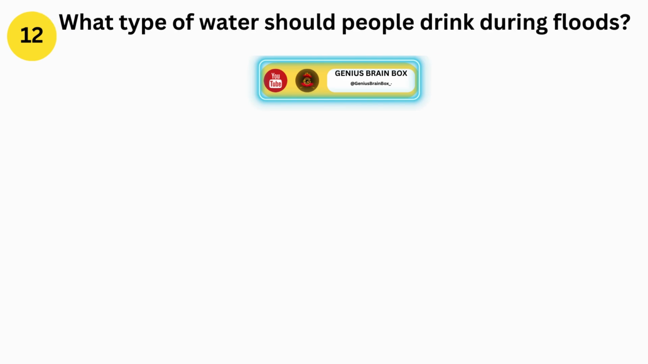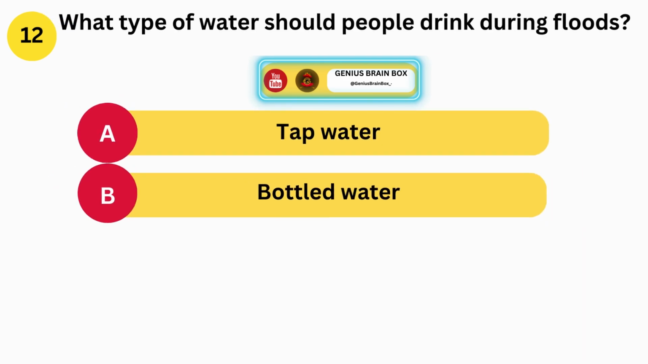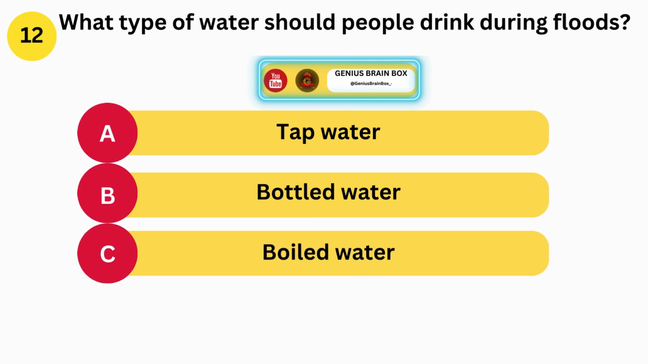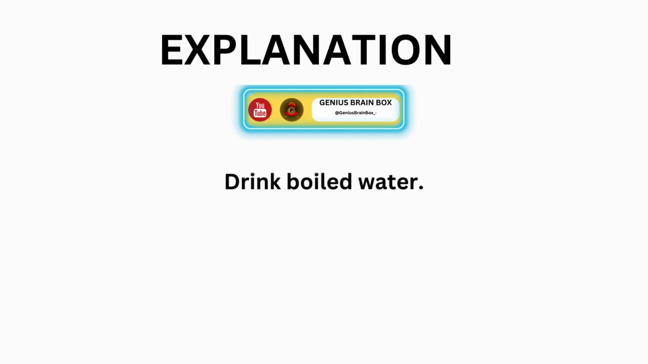What type of water should people drink during floods? Option A, tap water. Option B, bottled water. Option C, boiled water. Correct answer is... Explanation. Drink boiled water.